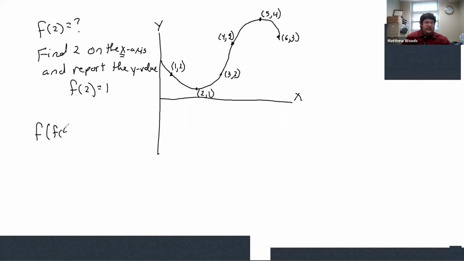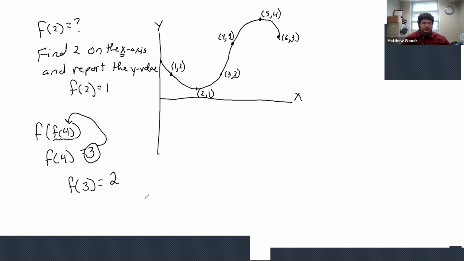What about f of f of 4? So remember, this is a composite function. It's a function within another function. And you start with the innermost function first. So first, let's find f of 4. Well, according to the graph, f of 4 is 3. So what I do is I take this 3 and put it back in up here. So I end up doing f of 3. And when I do f of 3, I go to my graph, follow it up, and get f of 3 equals 2. So that's the gist of how to do functions with graphing.